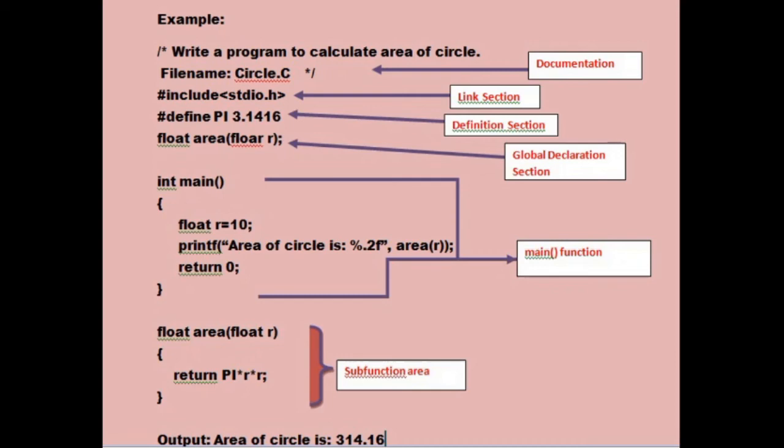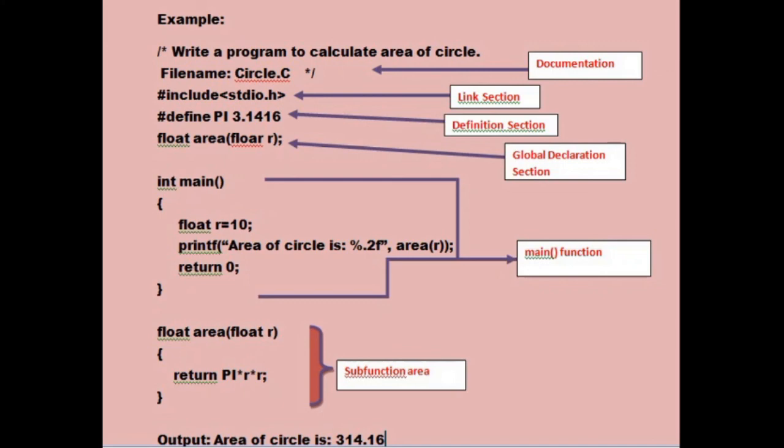The next printf statement, first the message is displayed, area of circle is. Then format specifier for the output value %.2f. The .2 represents the precision, that after the decimal two digits will be displayed. And here we are calling the function area(r). Value r, that is the local variable r value declared here as 10, will be passed to this user defined function area(r). Return 0 on completing this statement.